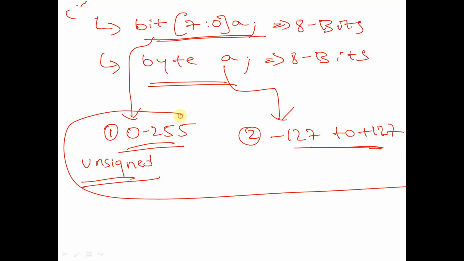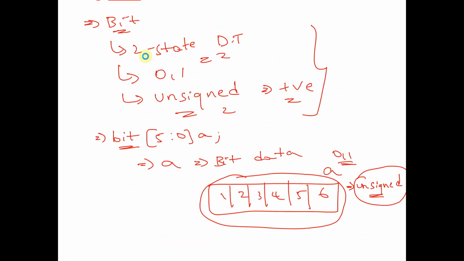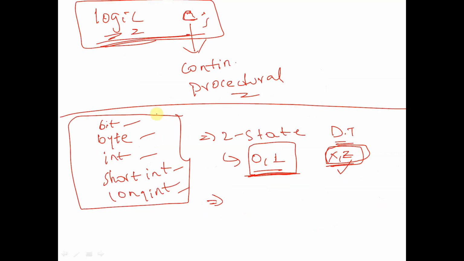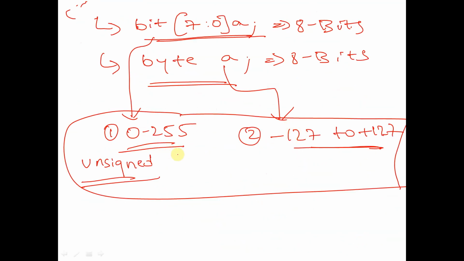So this is the point the interviewer asks. Only in the case of bit we use unsigned numbers. Remaining all the cases we use signed numbers, right? Yeah, bit is an unsigned representation. So by default in SystemVerilog, bit is unsigned type and byte is signed type. And int, short int, long int are also signed. All int types are signed types. Okay.